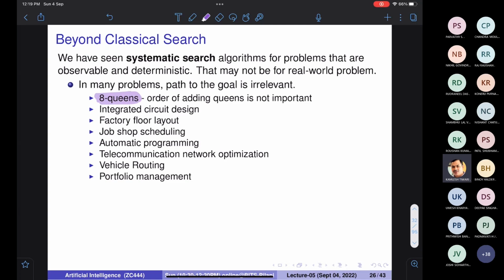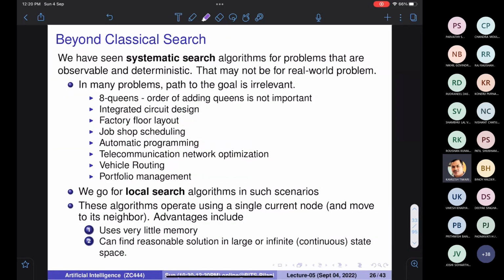If you want to do, for example, integrated circuit design, is there any sequence in which you are going to proceed? Factory floor layout planning, job shop scheduling, meaning in which order you should take the jobs. Automatic programming, telecommunication, network optimization, vehicle routing problem, portfolio management. You want a solution. You cannot tell that from this solution I'm going to go this way. Sometimes it is very difficult to define.